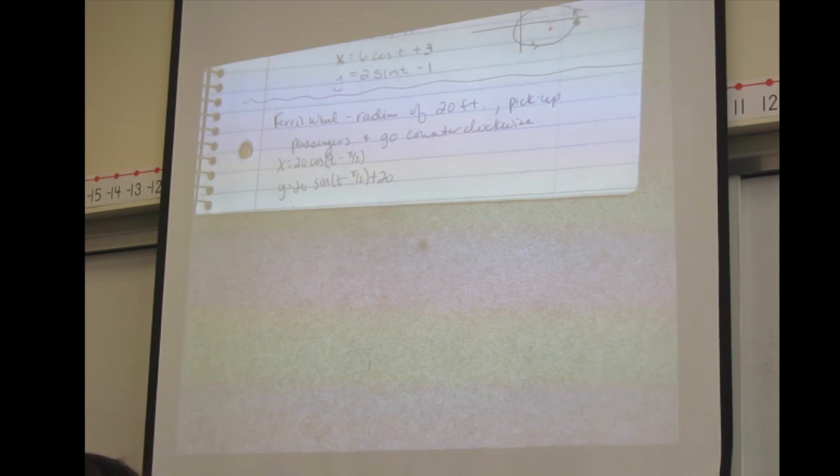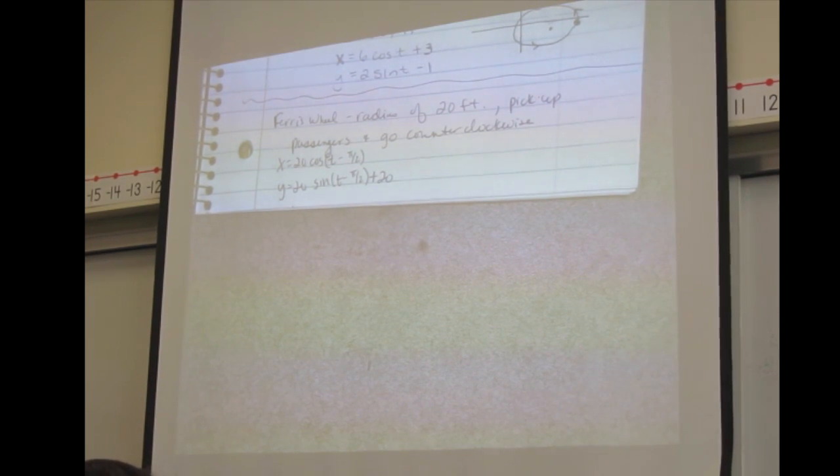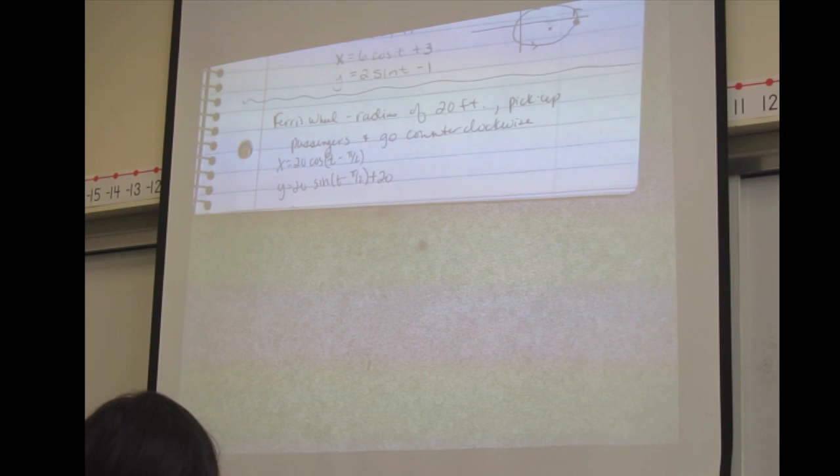I want 1 revolution in 12 seconds. How do you change your equations? And again, make it easy. I want 1 revolution in 12 seconds.